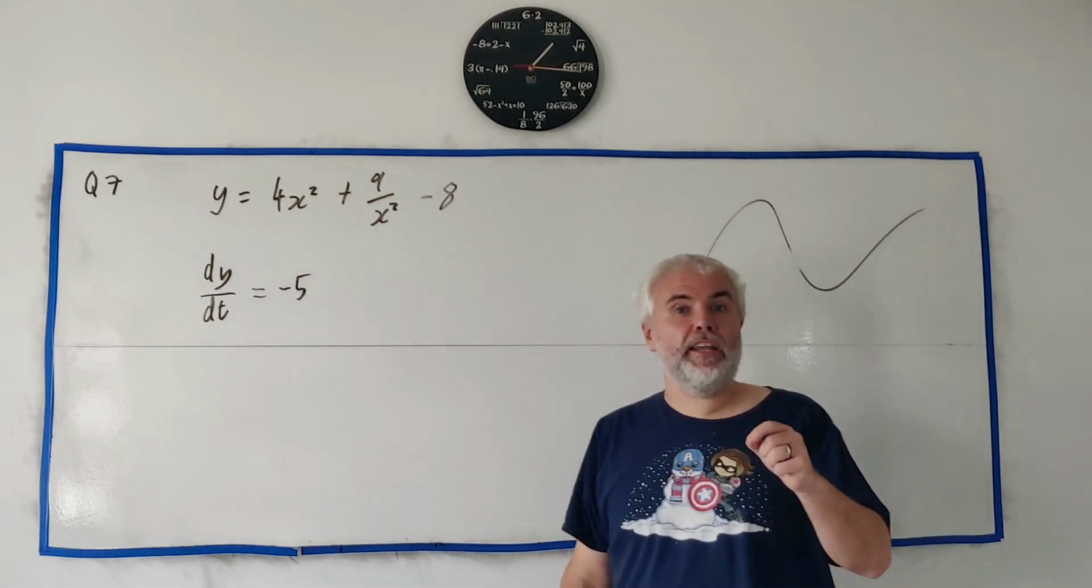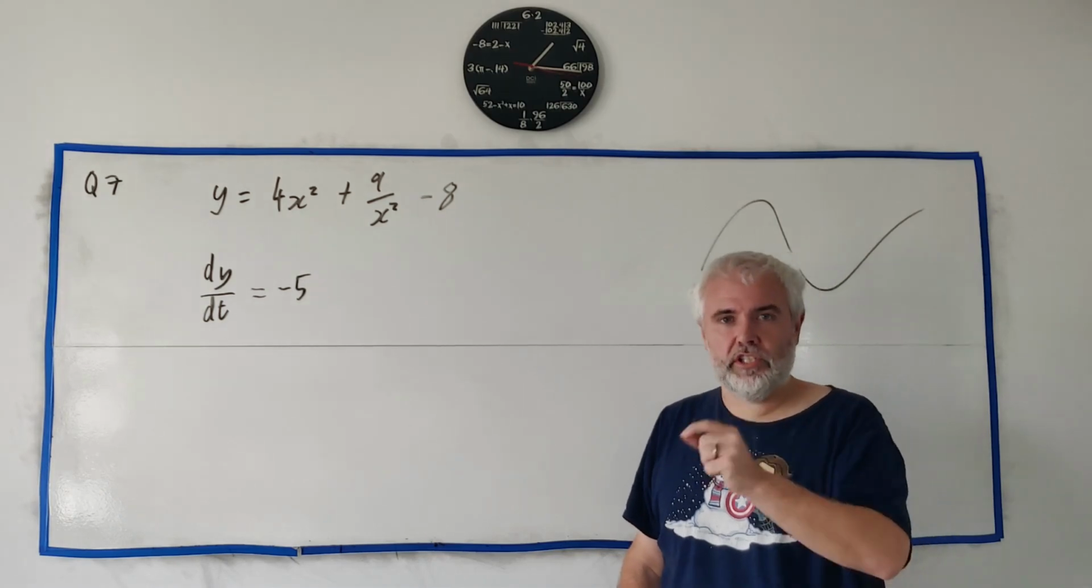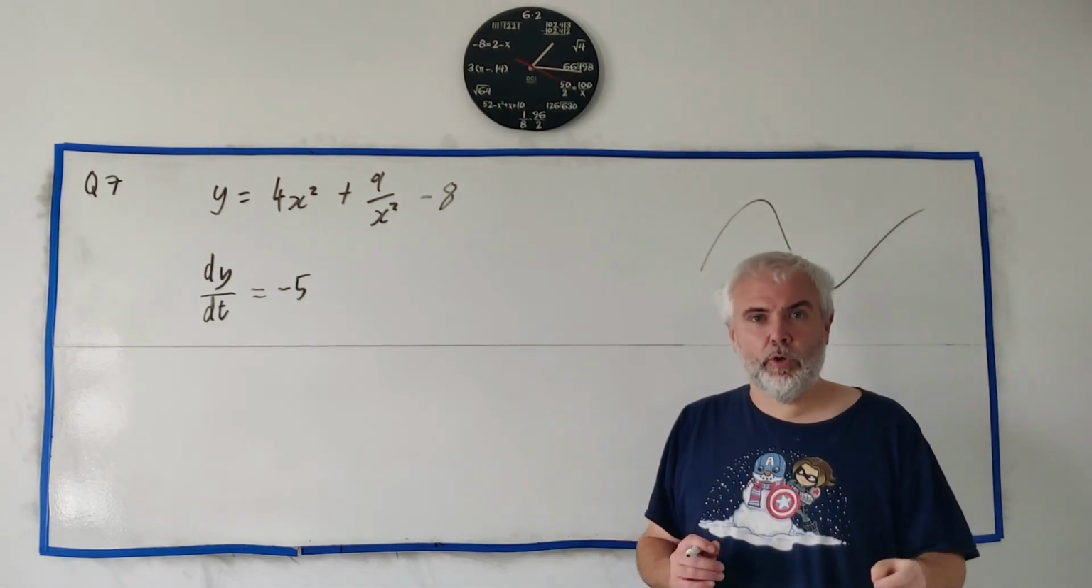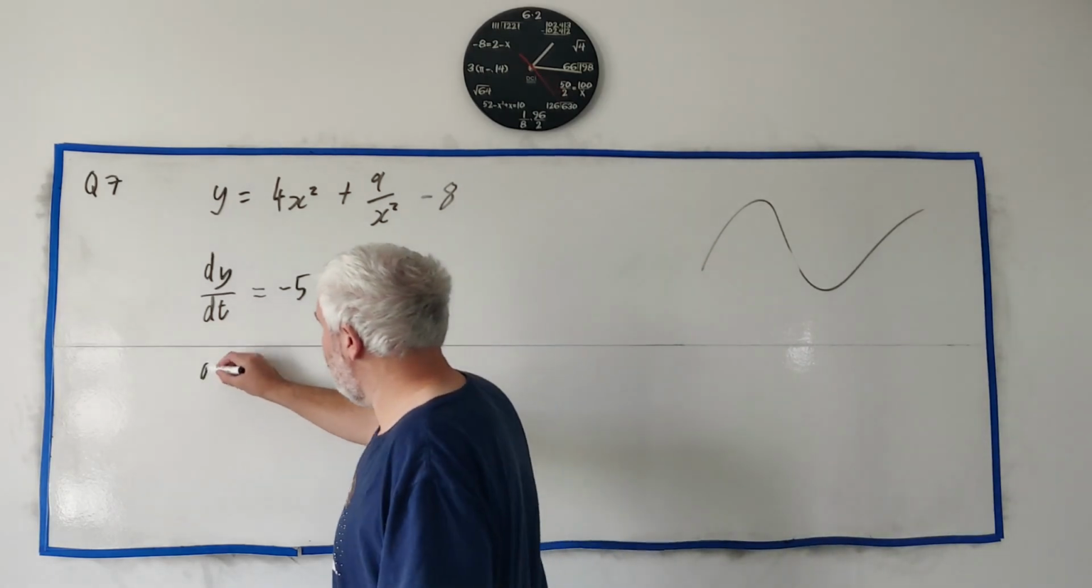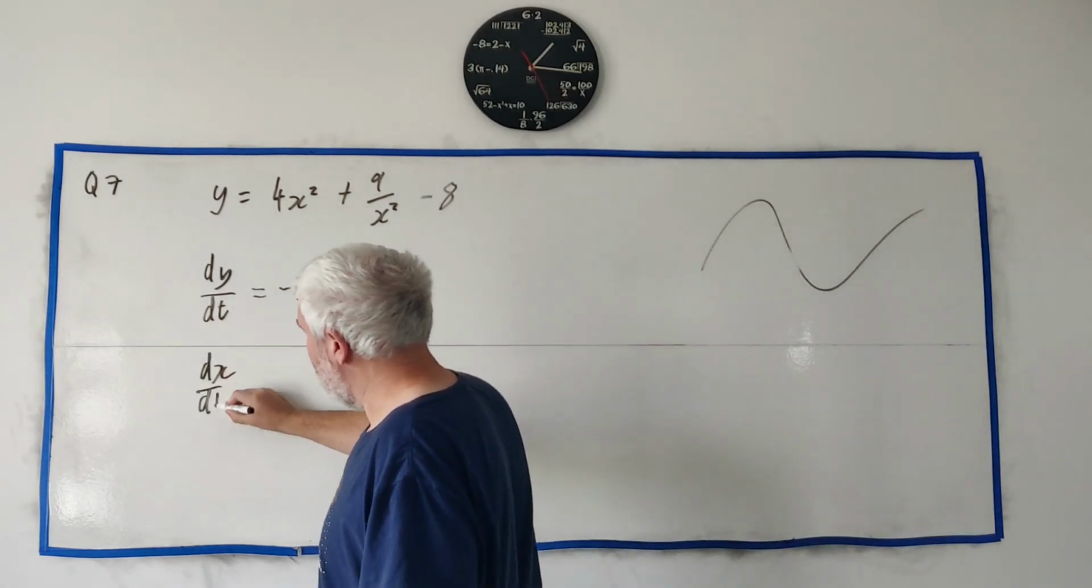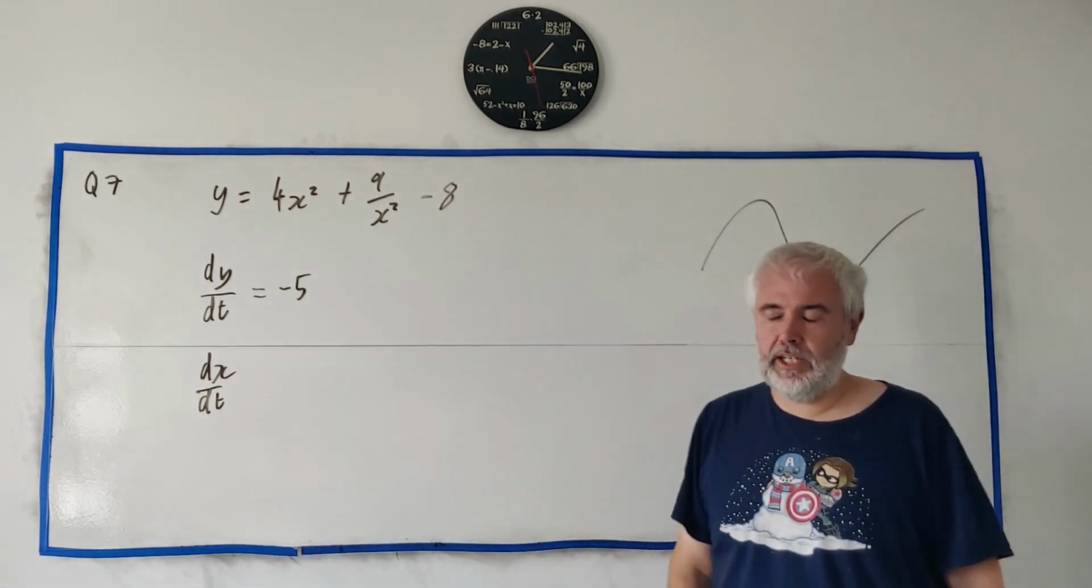Next, they ask you to find the rate at which the x coordinate is changing. Now the word there, rate, is important. Rate means with respect to time. So they want you to find dx/dt. That's what they're looking for ultimately.